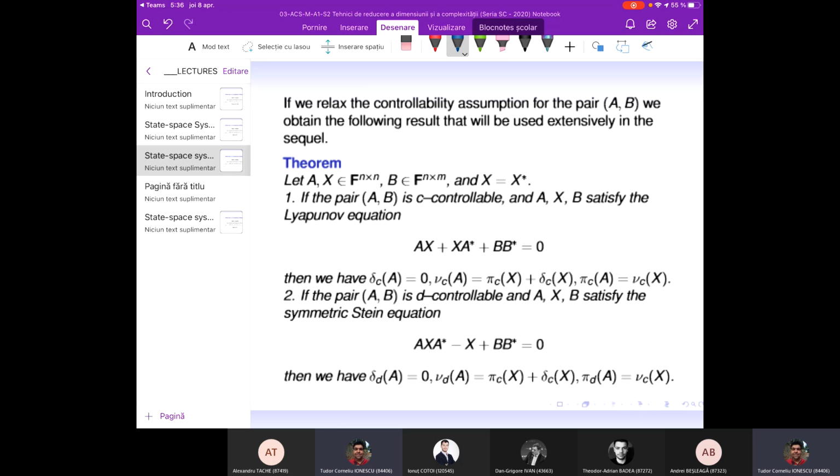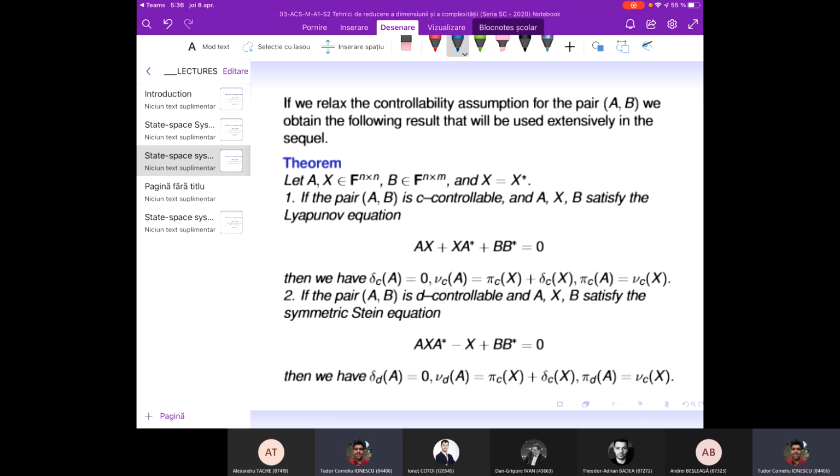Okay. And something similar holds for the Stein equation. What it says here is that the number of negative eigenvalues is the number of positive eigenvalues of X plus the number of zero eigenvalues of X. And the number of positive eigenvalues of A is the number of positive eigenvalues of X. So what conclusion do we draw here?